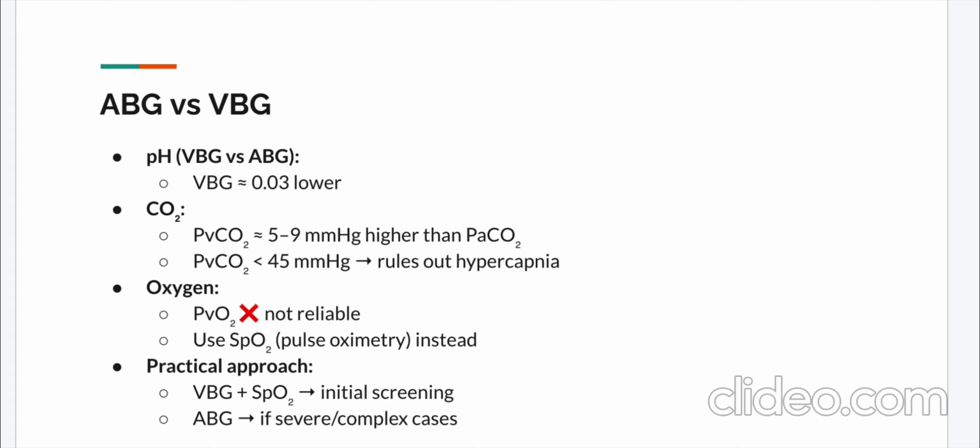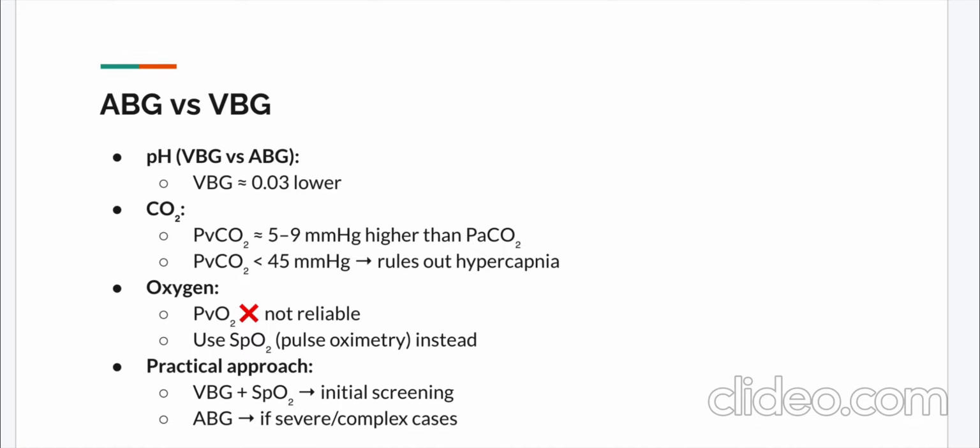The next thing you need to know is the difference between the values of pH, CO2, and oxygen in ABGs and VBGs. If you look at the pH, it is slightly lower, by about 0.03, in the venous blood sample. The reason is the presence of more CO2. The CO2 level is typically higher in venous blood than in arterial blood, by about 5 to 9 millimeters of mercury.